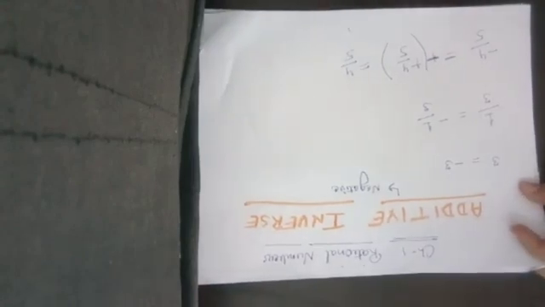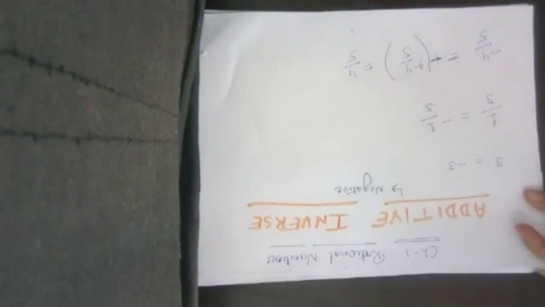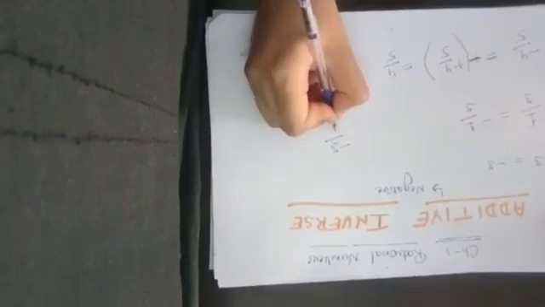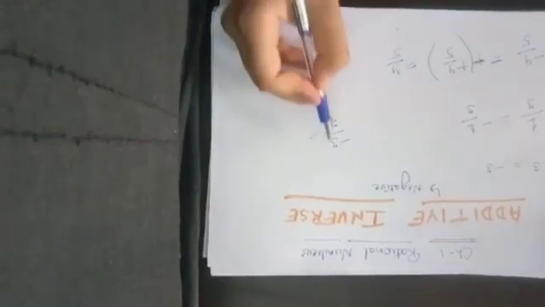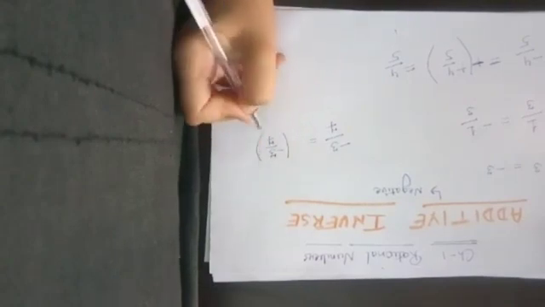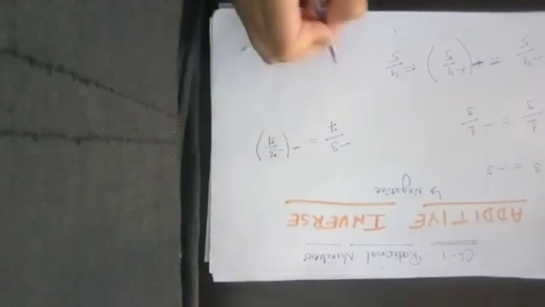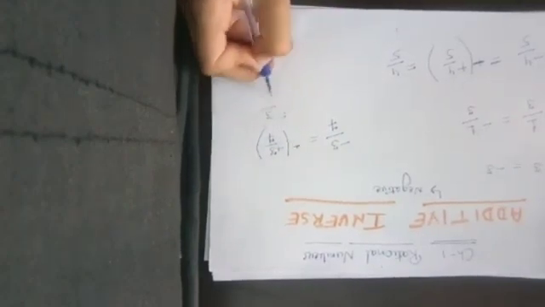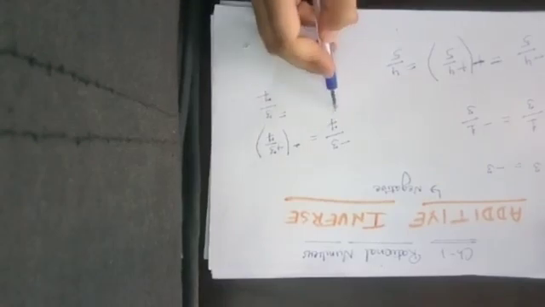Again, let's take one more example before going to the question of the book. What is the additive inverse of minus 3 upon 7? Take this number as it is, minus 3 upon 7, and put a negative sign in front of it. It will become minus minus plus. So the additive inverse of minus 3 upon 7 is 3 upon 7. You're getting me?